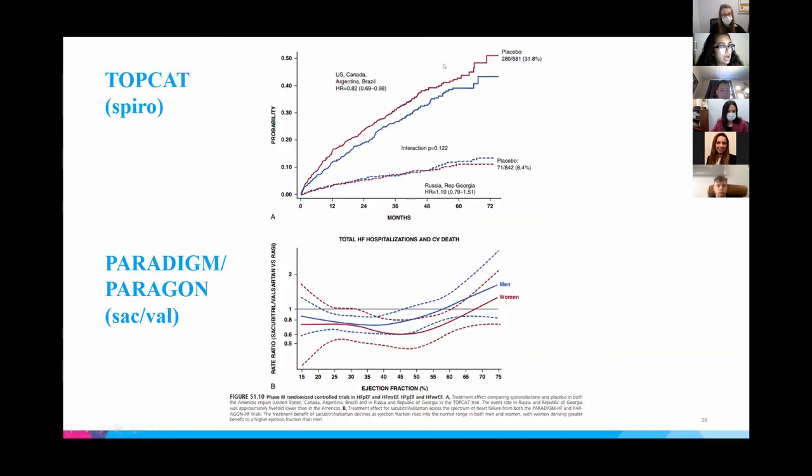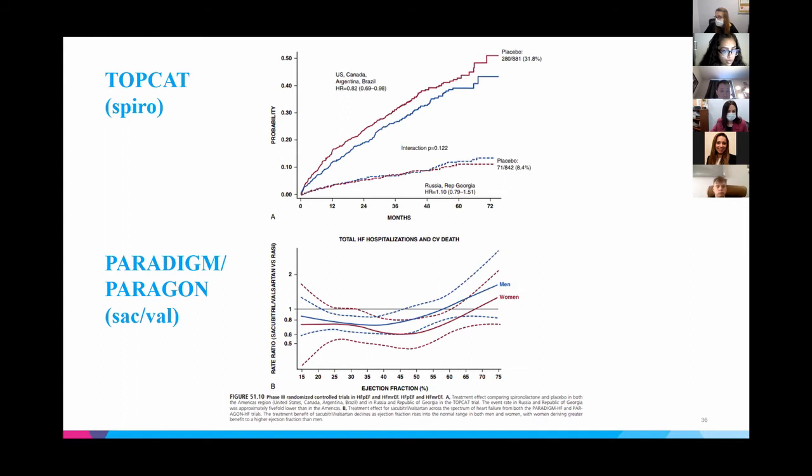So the top here is the TopCat trial, and this looked at the use of spironolactone. The overall trial result was neutral, but it compared spironolactone and placebo. If you separate out the regions, and look at the Americas, that included the United States, Canada, Argentina, and Brazil, and you look at Russia and the Republic of Georgia separately.